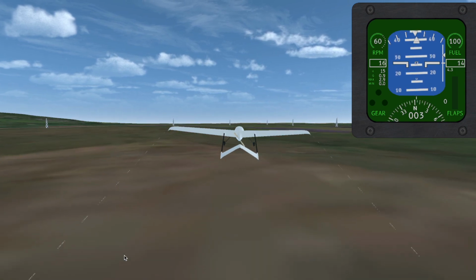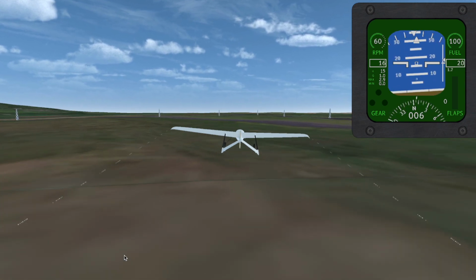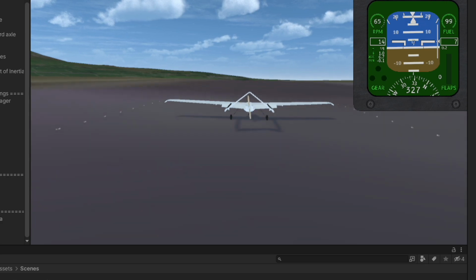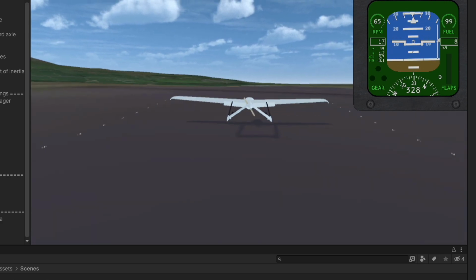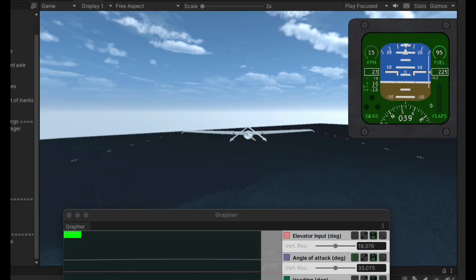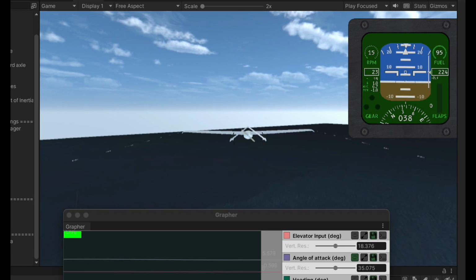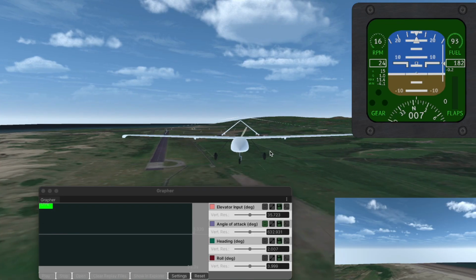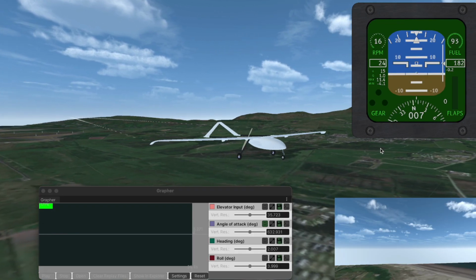Having performed multiple takeoff procedures, the aircraft takeoff speed is around 18 meters per second at a weight of 69 newtons without flaps deployed. When flaps are deployed, the takeoff speed decreases to around 17 meters per second. At a cruise speed of 23 meters per second and altitude of 225, the throttle was set to 15 RPM and the elevator trim set at -3.3 degrees.